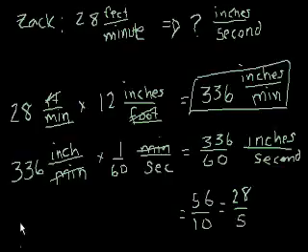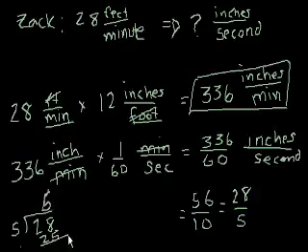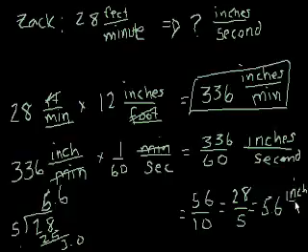And 28 over 5, let's see, 5 goes into 28 5 times, 25, remainder 3, 5.6. So this equals 5.6. So I think we now just solved the problem. If Zach is going 28 feet in every minute, that's his speed, he's actually going 5.6 inches per second. Hopefully that kind of made sense.